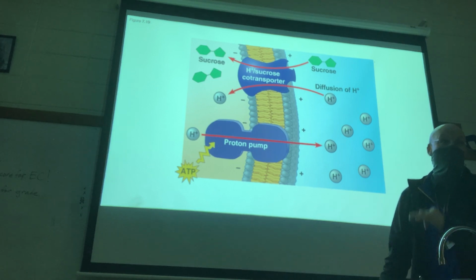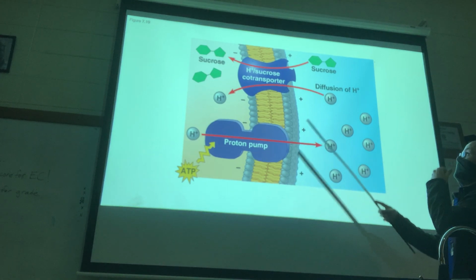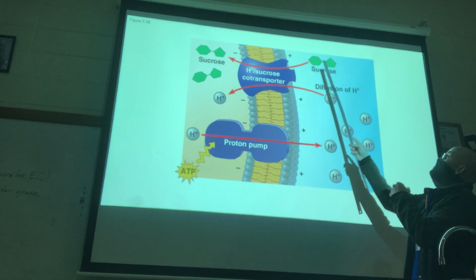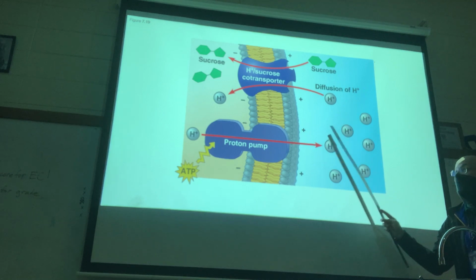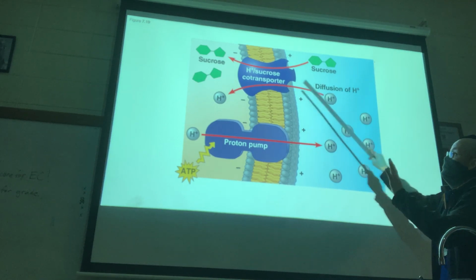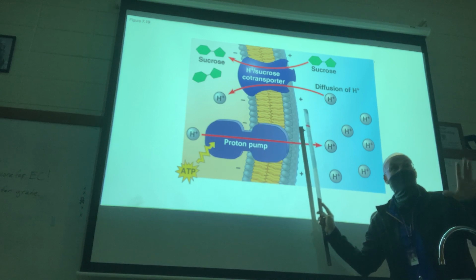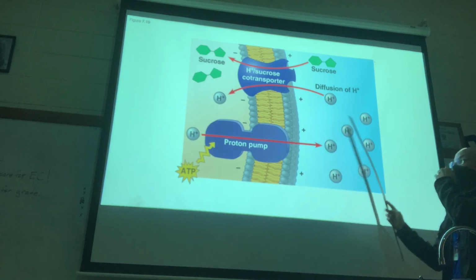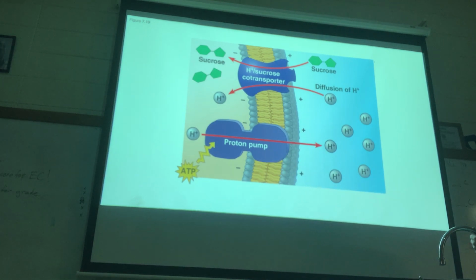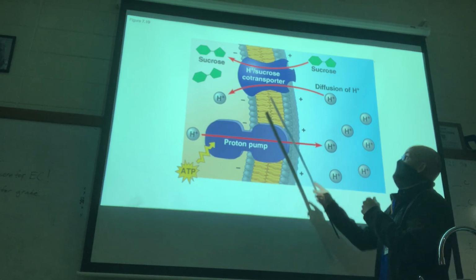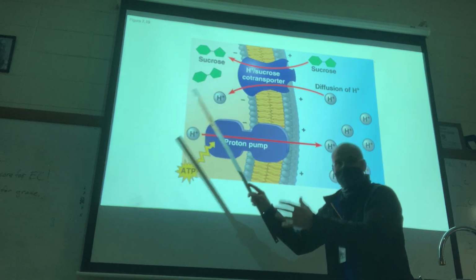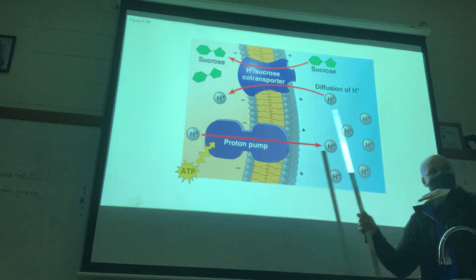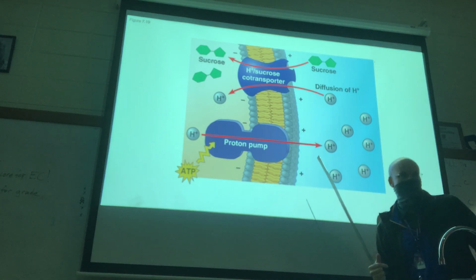I don't know that it requires no energy, but it's possible to bring in these big sugar molecules with the help of diffusion that is occurring because you made it high to low with a proton pump. This idea of co-transport is bringing something in or out using the energy from something else moving in or out.